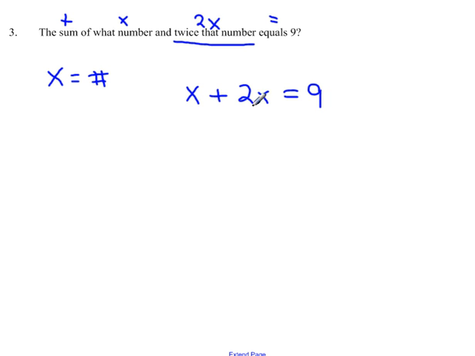Here you've got like terms. You've got variables with the same exponent. Add the coefficient. Well, the coefficient in front of that x is really a 1. So 1 plus 2 is going to give me 3x equals 9. This is a multiplication problem, so to undo multiplication, divide both sides by 3. 3 divided by 3 is just 1, so they cancel to give you x equals 3.